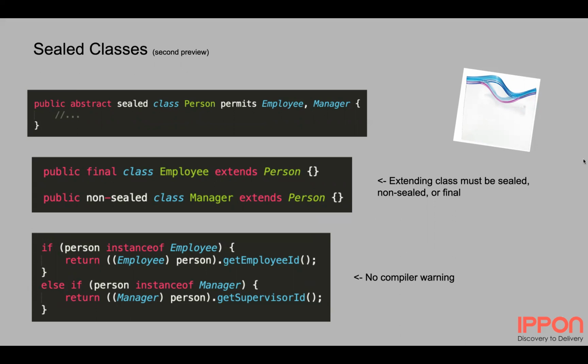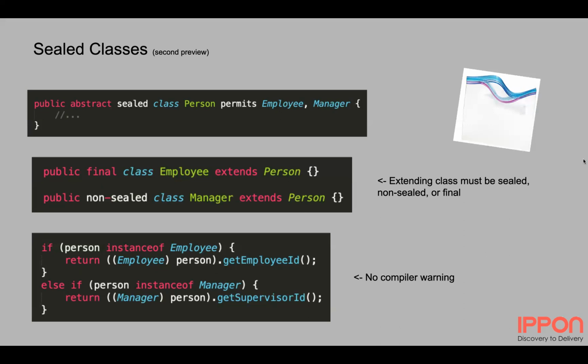You have to also specify, if you have a class that's extending from a sealed one, it has to be either final or non-sealed. The final is specifying that nothing can then extend from it, and non-sealed is saying that it can have an extension after itself.